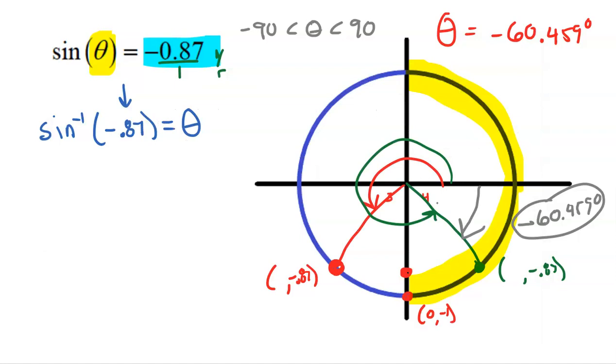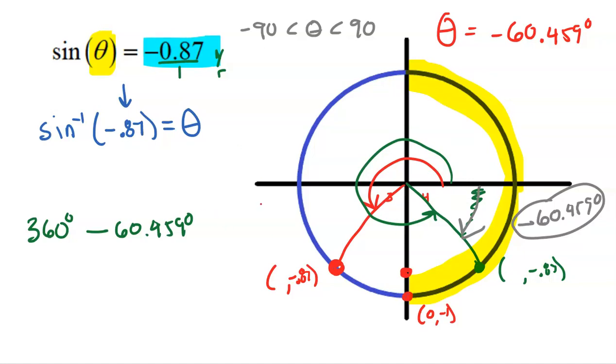All right, but what about the angles I drew? Well, if I want to find the angles I drew, I'm going to have to do a little bit of thinking. The green angle I drew that goes all the way through quadrant 1, quadrant 2, quadrant 3, and into quadrant 4, I can find by taking 360 degrees and subtracting the 60.459 degrees. Because if I take the full circle, 360, get rid of that angle that I just found, the 60.459 negative, I will get that green angle.